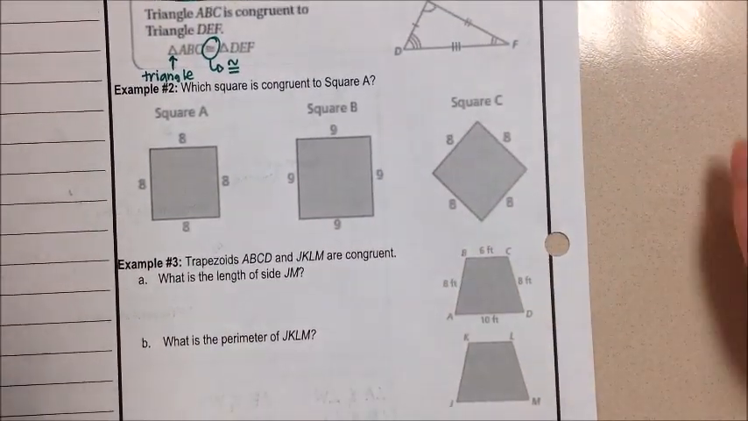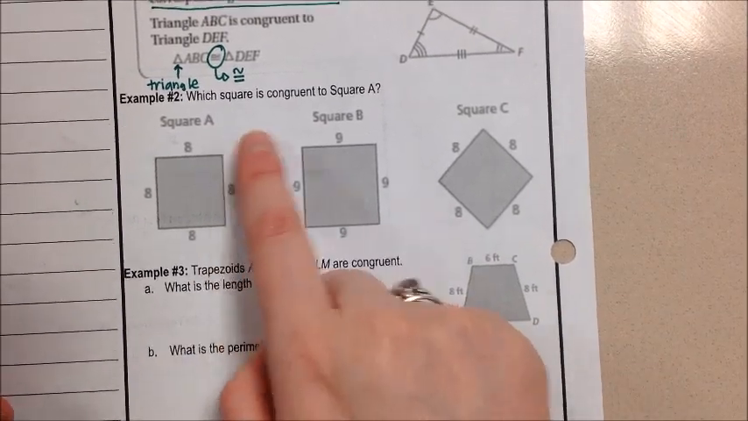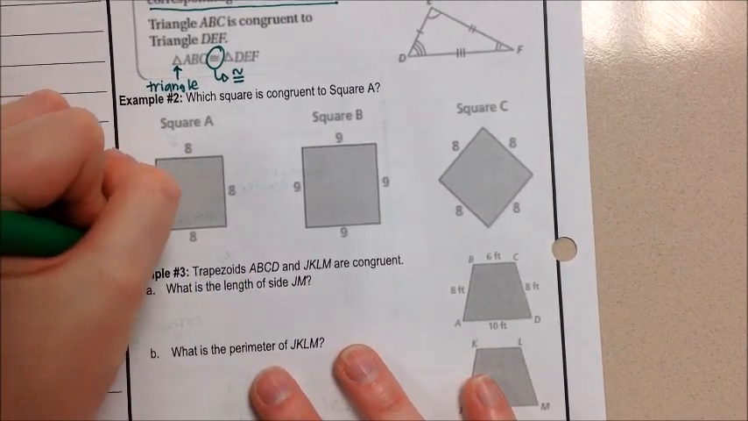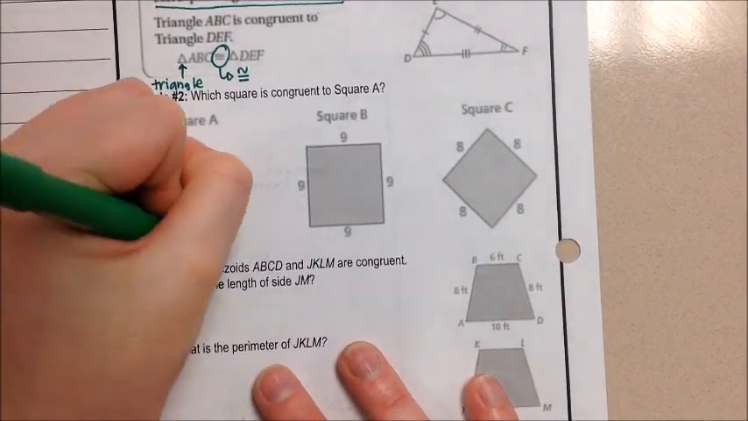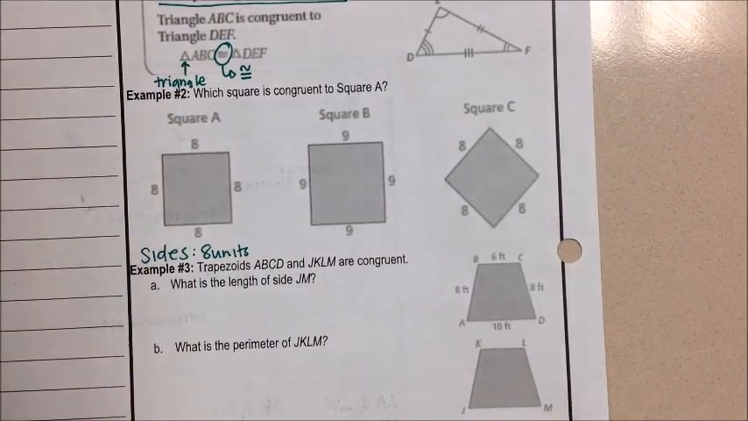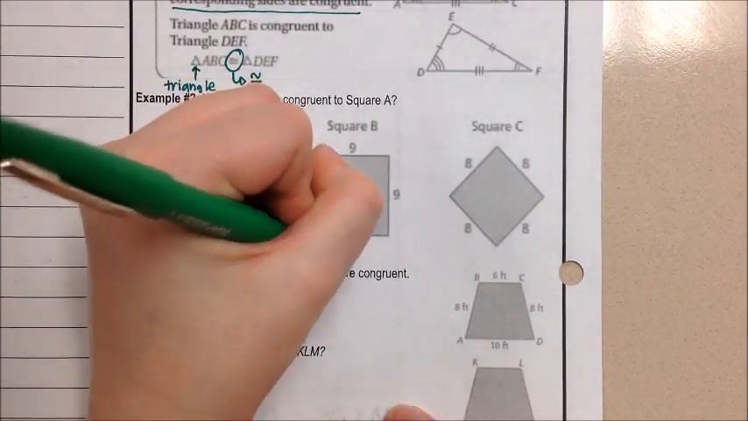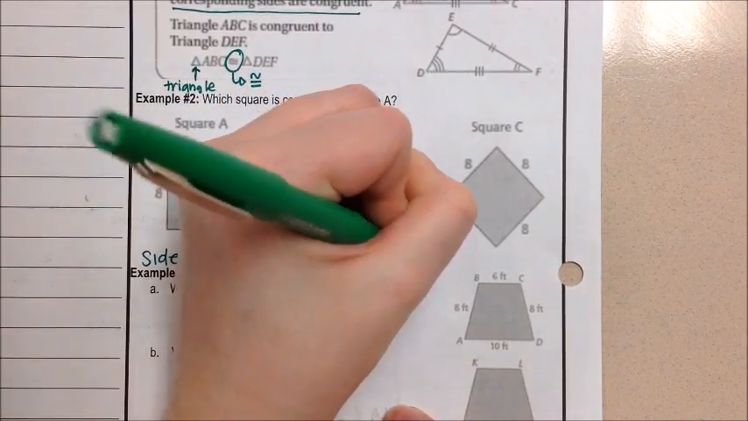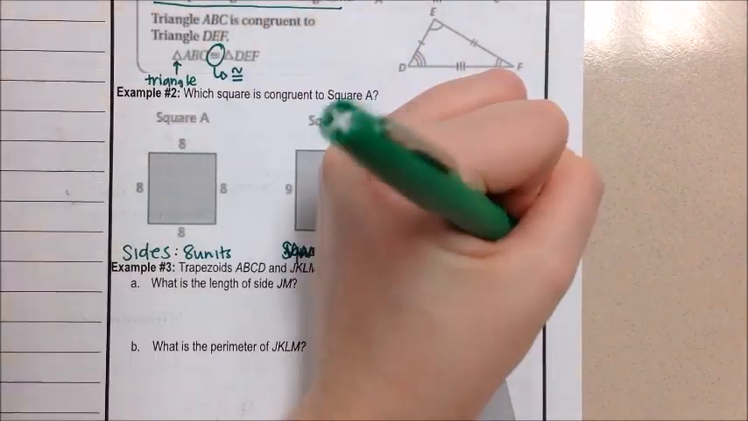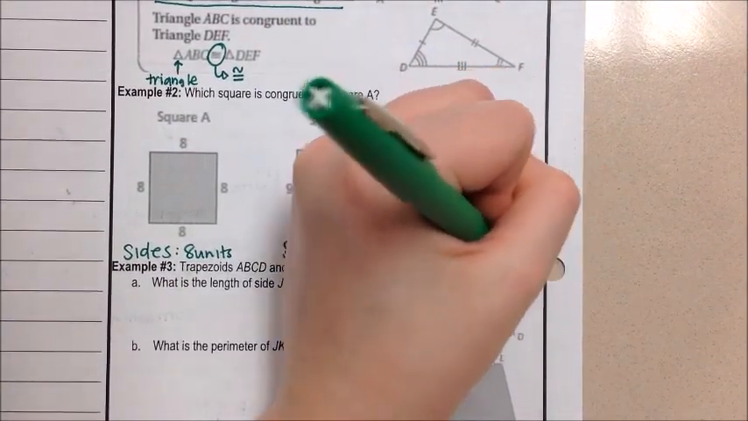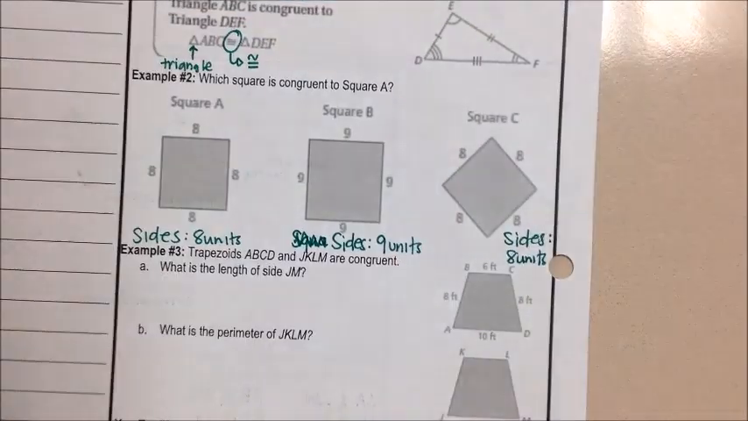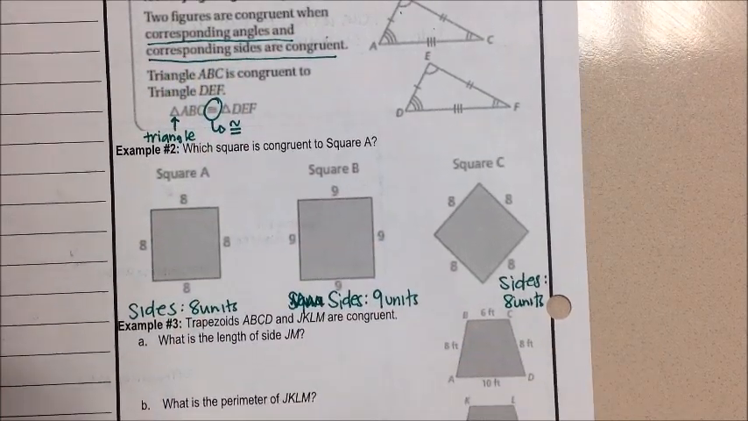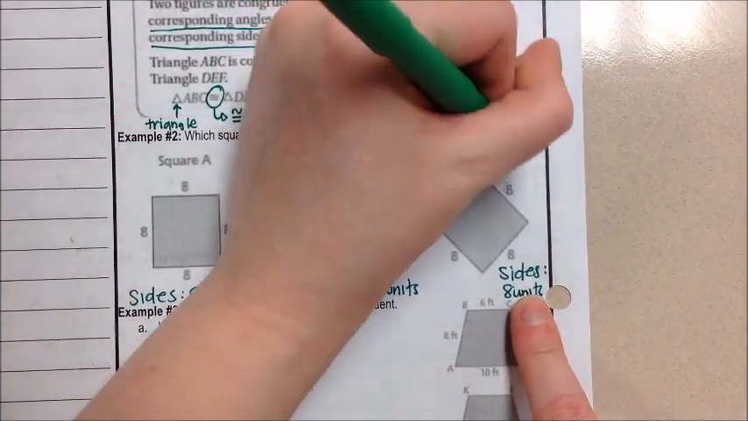So, example number 2, yes, this is meant to be easy. Which square is congruent to square A? Square A has sides of 8 units, whatever those units are. Square B, oops, my sides are 9 units. And square C, my sides are 8 units. So we're looking for ones that have the same corresponding sides. So 8 and 8, so it would be square C.